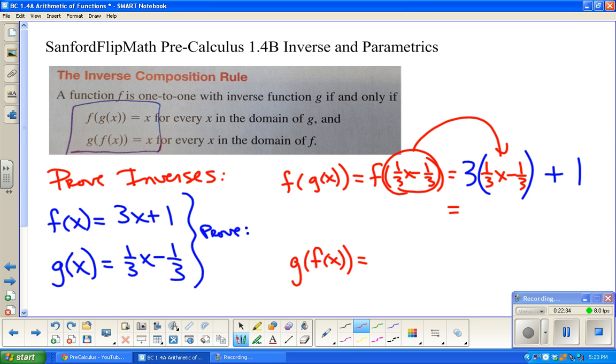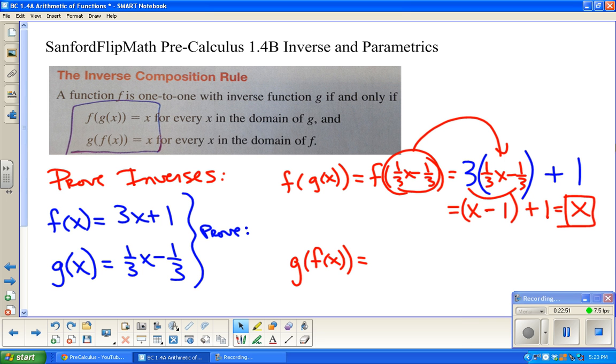Okay, so when I distribute this, 3 times 1/3 is 1, times x is x. 3 times 1/3 is 1 again, so this is going to be minus 1. And that's from the 3 plus 1. Well, x minus 1 plus 1 is x. I am halfway there to proving that they are inverses. So this equals x.